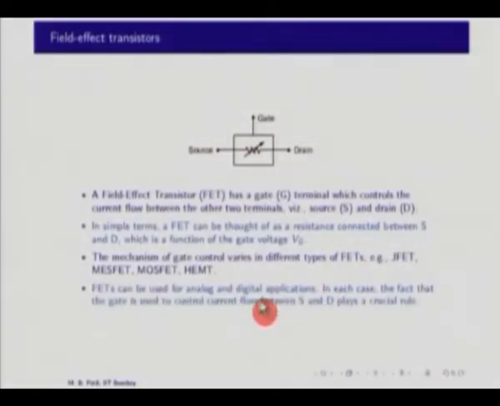So FETs can be used for both analog and digital applications. In each case, the fact that the gate is used to control current flow between source and drain plays an extremely crucial role, and that is why you must have these transistors. A diode, for example, will not be able to do the same job, no matter what you do, because it's a two-terminal device, and it has its intrinsic limitations.